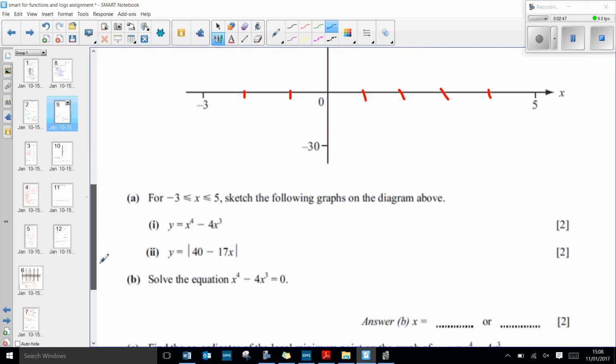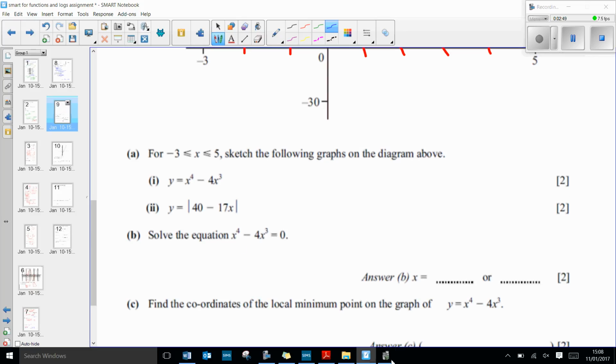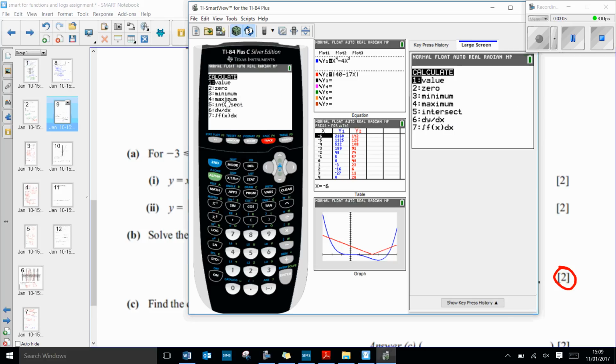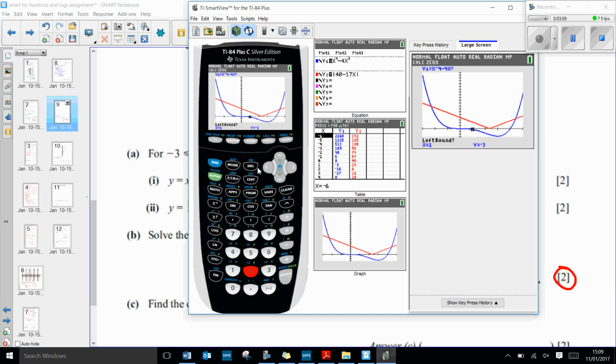We're now to solve this equation. It's only worth 2 marks, so again it's on the calculator paper, we're assuming we're going to do that. This is the first graph that we drew. So we're trying to find out whether the blue graph is equal to 0. So we use our calculate function, and we're calculating the zeros at number 2. And it says here left bound. So I'm going to move this before it hits 0, so I hit enter.